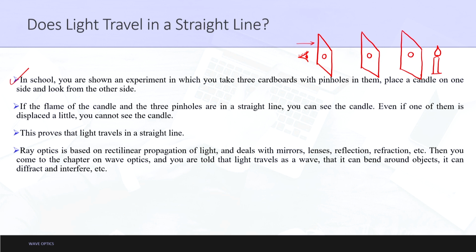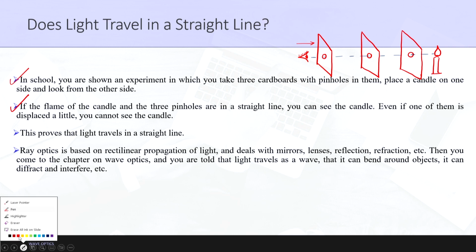So, this is the direction of viewing. If the flame of the candle and the 3 pinholes are in a straight line, then only this viewer can see the candle light. Quite evident. Even if one of them is displaced a little, you cannot see the candle.